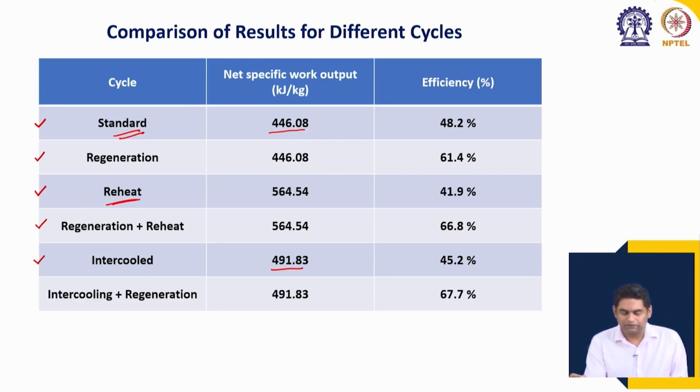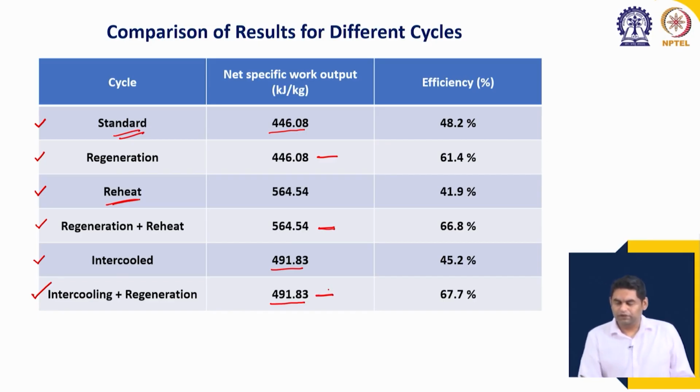And finally, for intercooling plus regeneration, we of course will have the same work output, which is intermediate, a value in between the reheat plus regeneration case and the pure regeneration case. So, if I compare these, pure regeneration 446.08, reheat added to regeneration 564.54, intercooling added to regeneration 491.83.